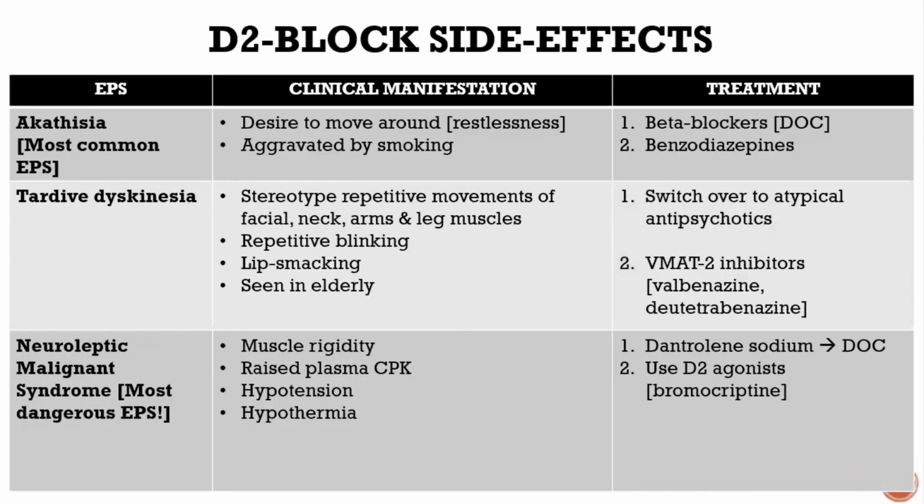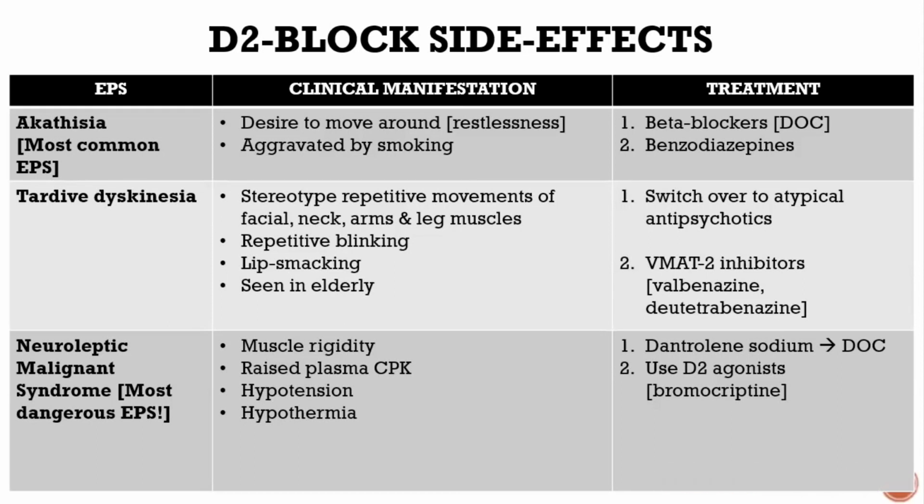Now we come to the next extrapyramidal symptom, and that is akathisia. This is the most common extrapyramidal symptom. This is a condition in which the person has an irresistible tendency to move around. It means if they start moving, they will keep on moving and they will not stop. Even if there is a wall in front, they will not stop. So that means they will be completely restless.